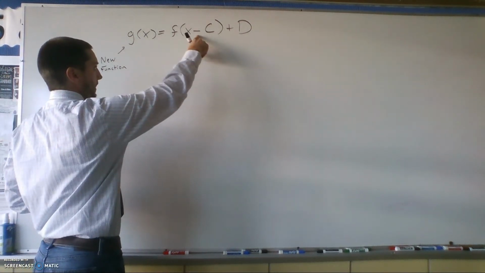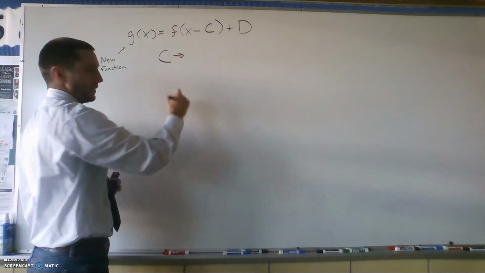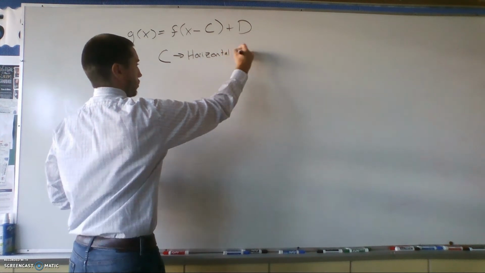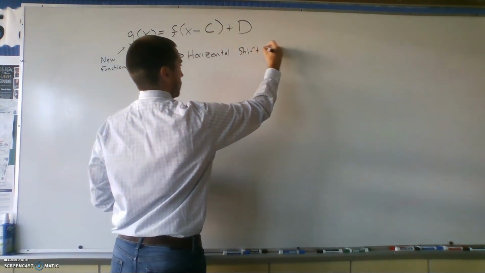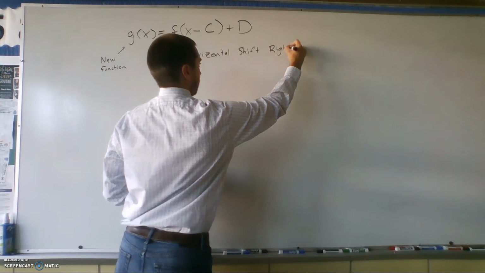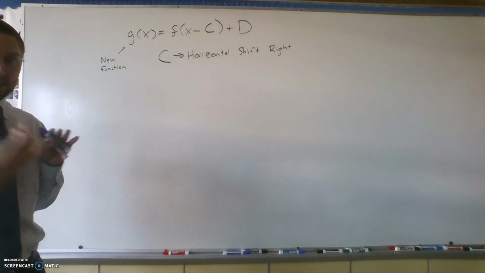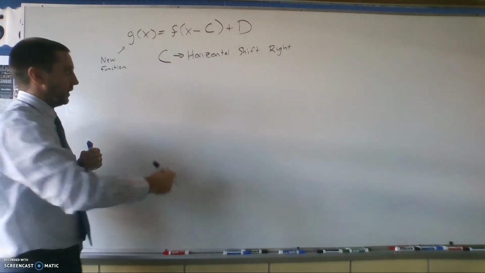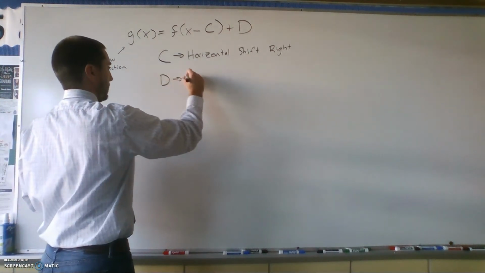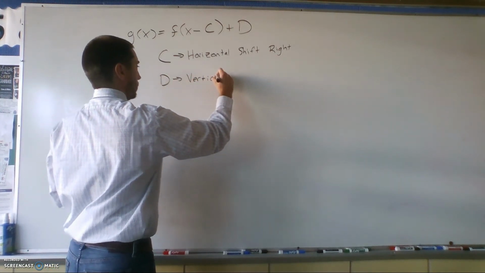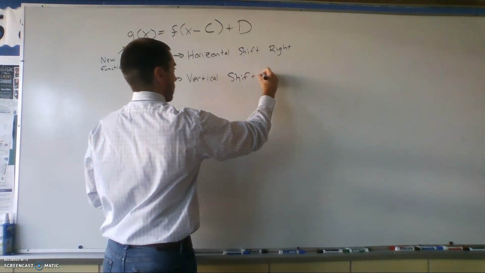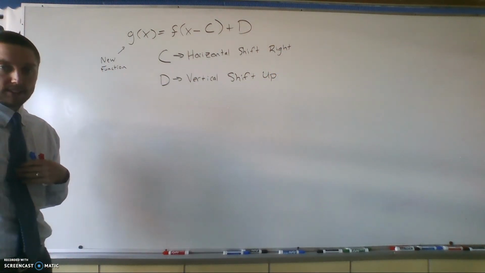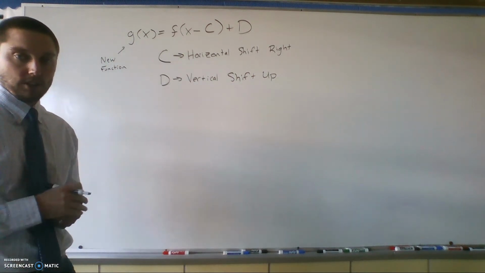Okay, so if I have a minus C, C would be a horizontal shift to the right. It's inside, it's next to the inputs, and it's subtraction, so we're going to shift to the right. And then what about D? D would be a vertical shift up. So if we're adding, we're going to go up. If it was a minus D, then we'd be going down. All right, so there's our summary.